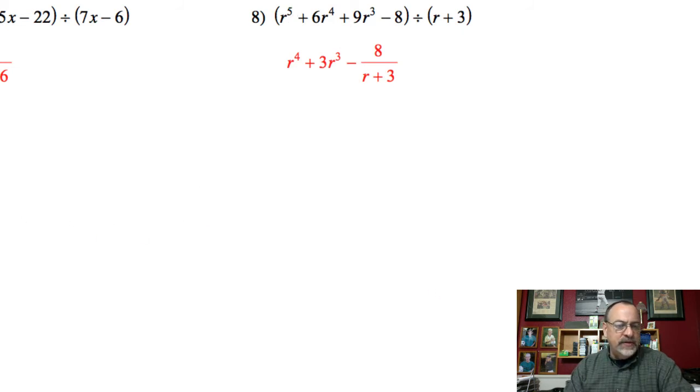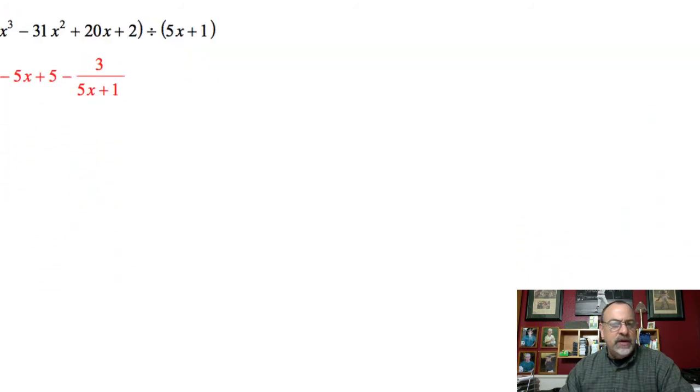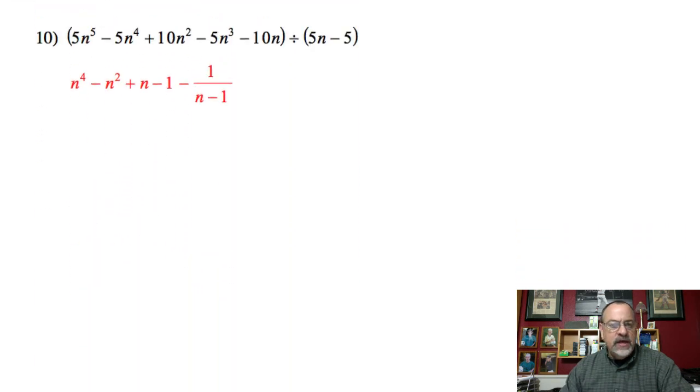All right, let's see if we can use synthetic division for any more of these last few that we have here. Number 9, I cannot use synthetic division because this is not in the proper form, x minus a, so I'd have to use long division for that one. And for number 10, I cannot use it here either because this is not in the form x minus a.